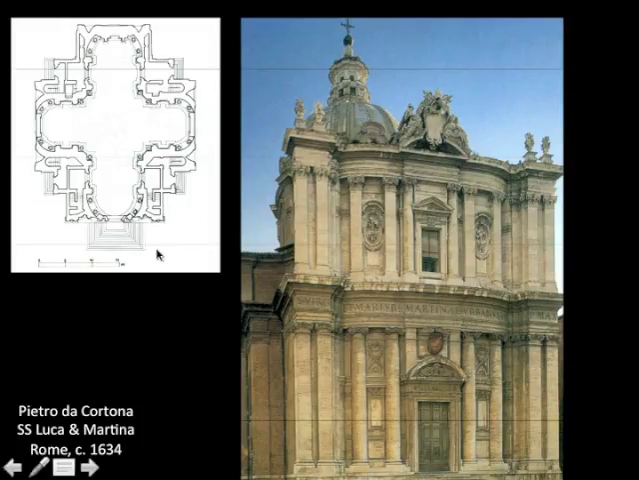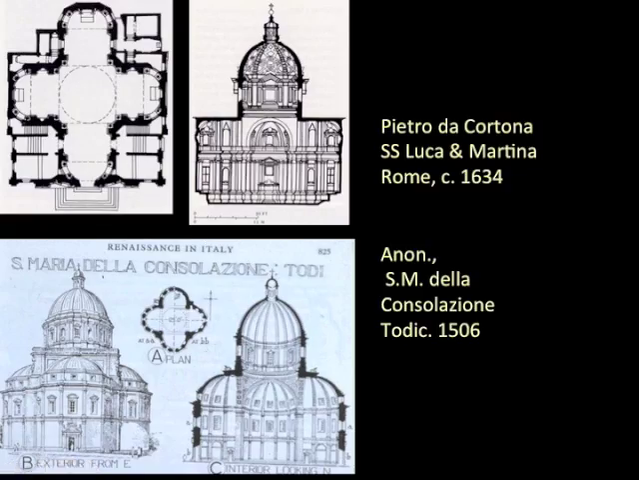What you get from the exterior is a sense that a facade is much bigger than the nave, that the facade is this extensive plane. And it's kind of interesting, I think, to compare something like Pietro da Cortona's St. Luke and Martin to the ideal Renaissance church exemplified by Santa Maria della Consolazione in Todi.